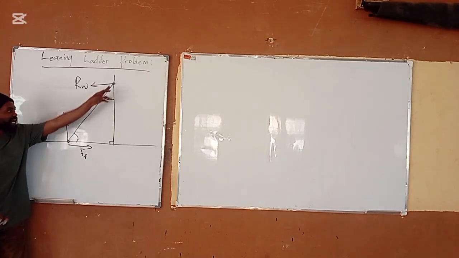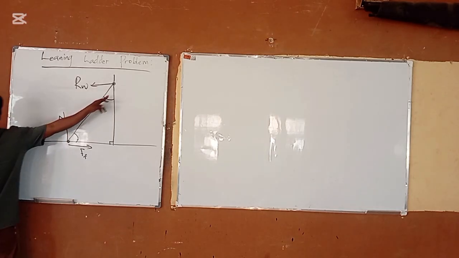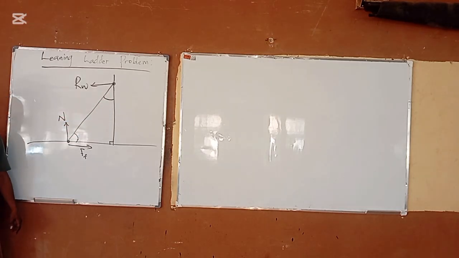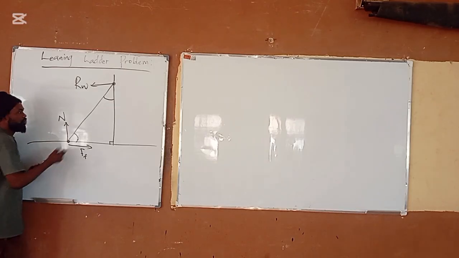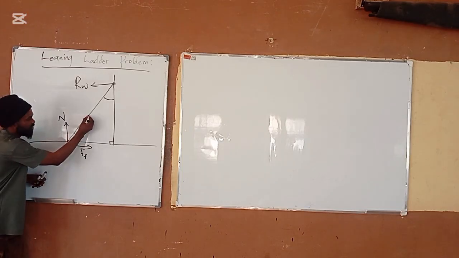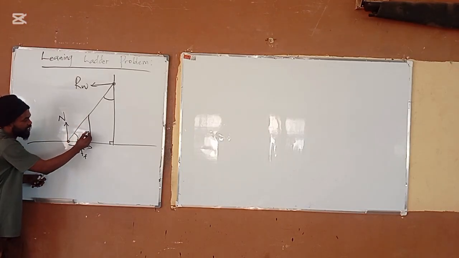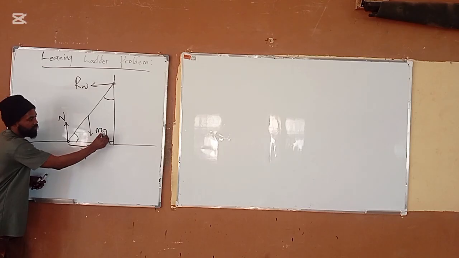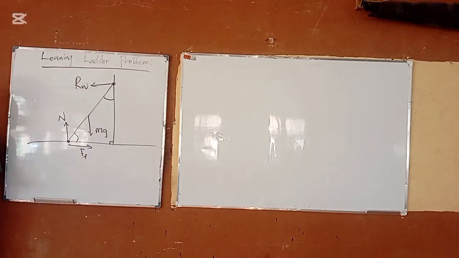Now, this ladder itself has weight. Anything that has mass has weight, because by the time you have the mass, acting on it downwards is g, which is 10. Or you say mg. It acts at the center, straight down. You call it mg.